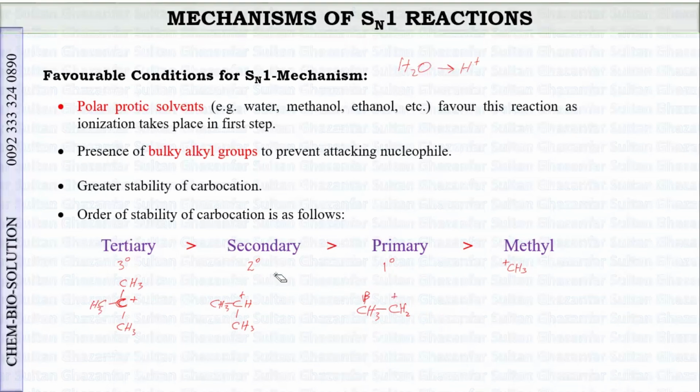So tertiary carbocations favor the SN1 mechanism, although the secondary carbocation can also undergo the SN1 mechanism if other conditions are favorable. But it is difficult for primary alkyl halides and methyl halides to undergo the SN1 mechanism because of the instability of the carbocation, as well as because the attack of the nucleophile from the backside, from the opposite side of the halogen, is possible.